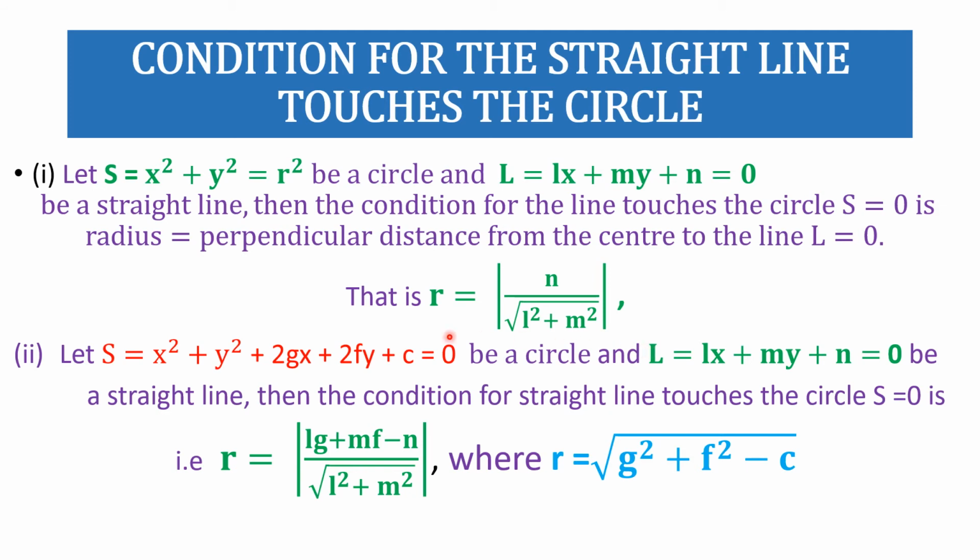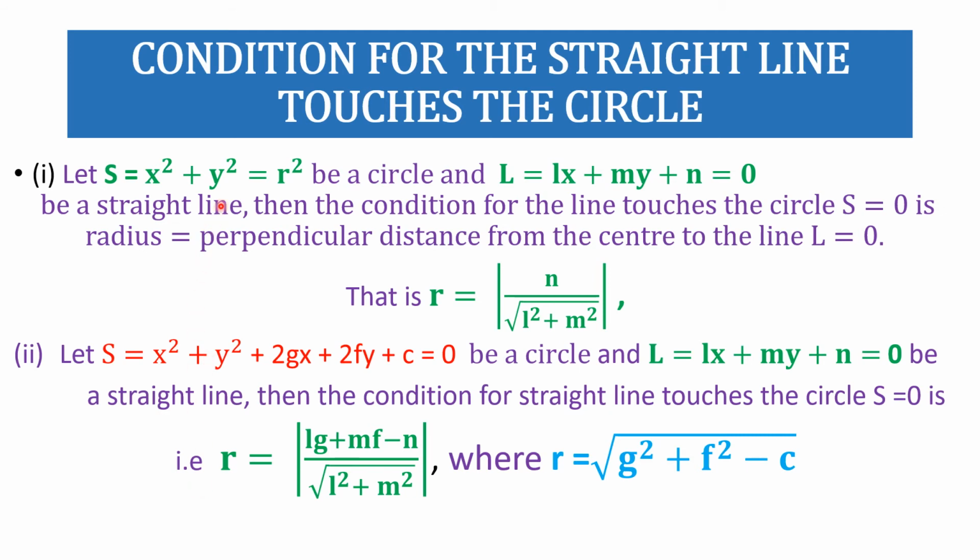So similarly, the center is minus g and minus f. So here let the circle S equal to x square plus y square plus 2gx plus 2fy plus c equal 0 be a circle, and L equal to Lx plus My plus N equal 0 be the straight line. Then the condition for the straight line to touch the circle. Here radius means square root of g square plus f square minus c.